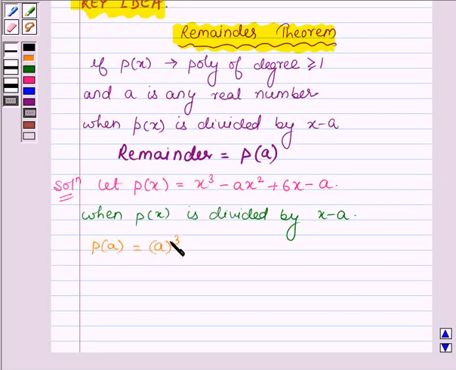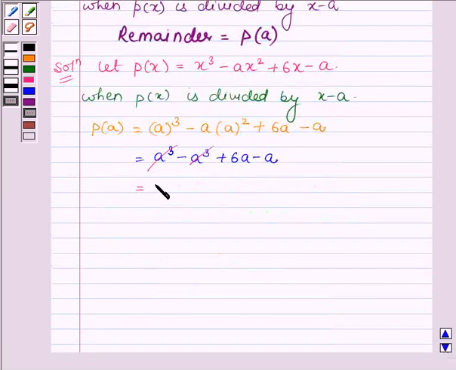in the polynomial p(x), we have a cube minus a into a square plus 6 into a minus a, which is further equal to a cube minus a into a square is minus a cube plus 6a minus a, and a cube cancels with minus a cube, and 6a minus a is 5a. Thus the remainder is equal to 5a.